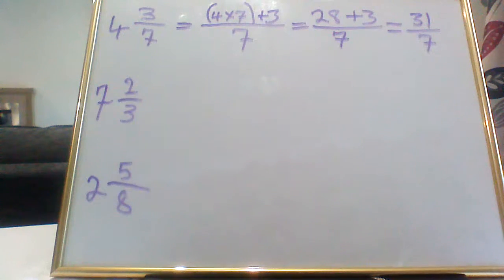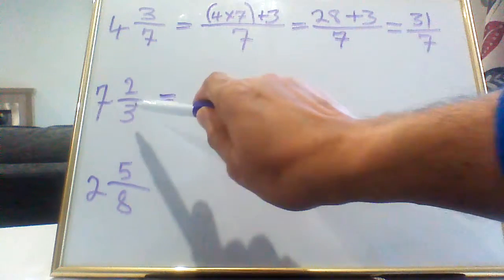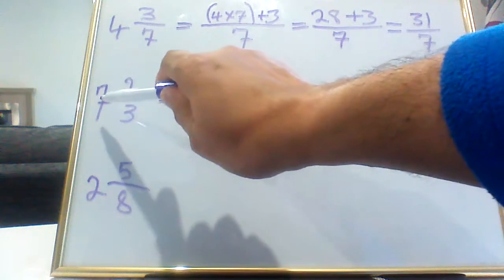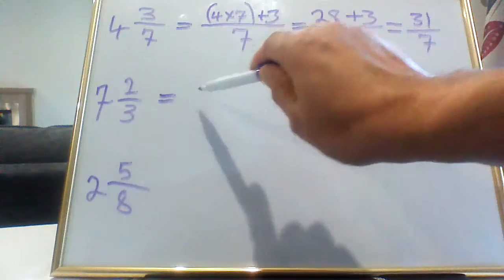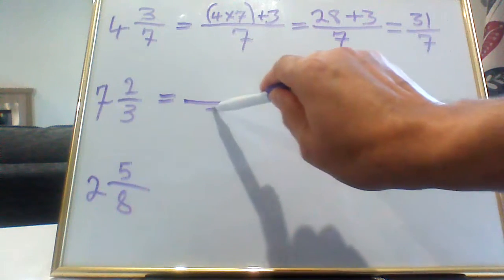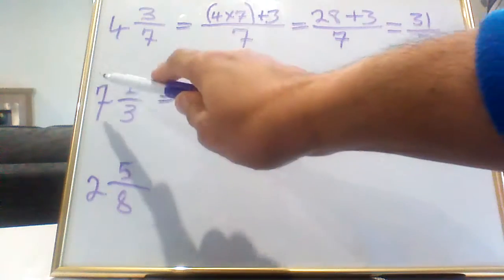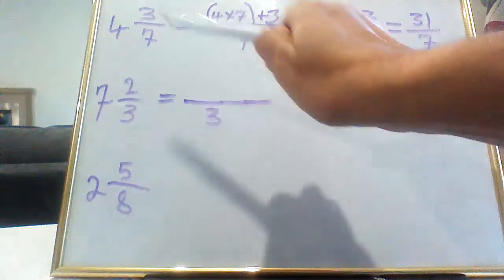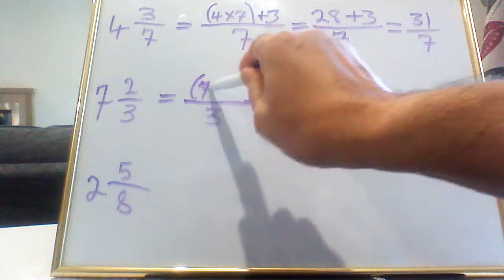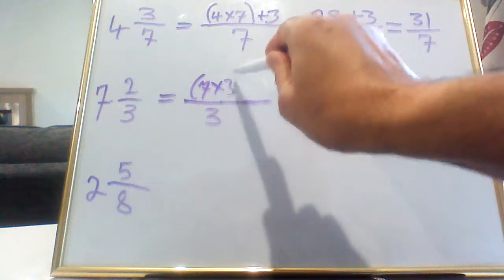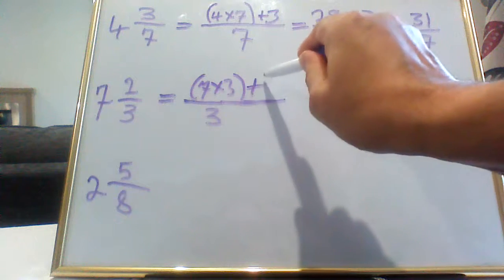Right, let's move to the second example. So remember, golden rule, we're going to keep the same denominator. So the 7 is the whole number, the 2/3 is the fraction. So the only denominator there is the 3. So we're going to keep the 3. So remember, as we did with the first one, you multiply the whole number by the denominator, and we're going to put that in brackets just to keep it separate. So 7 times 3. After that, and only after that, do you add the 2.